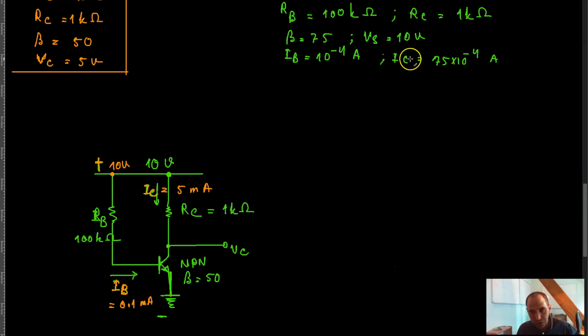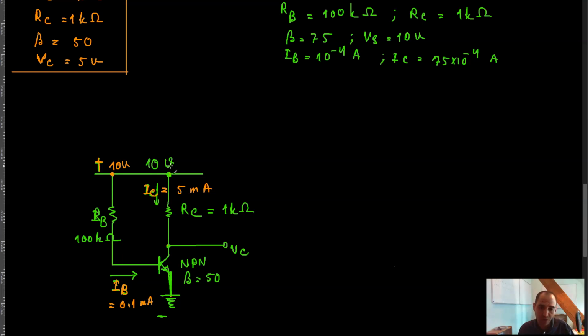Now the current that is going through the collector is 75 times 10 raised to the power negative 4 amps, and I'm going to avoid using milli and micro and that sort of thing. At least for this part, I'm going to treat this problem as a physics problem, because this way it's easier when you deal with these kinds of things the electronic way.